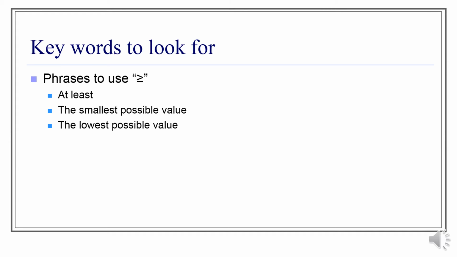The phrases that you want to use the greater than or equal to sign for are the phrase at least, the smallest possible value, and the lowest possible value. Now that might not make too much sense to you because we're talking about smallest and lowest when we use the greater than sign, but think about it this way. If we're talking about greater than or equal to, that means the number that we get is the smallest it can be because it can also be greater. So when we say at least, the smallest possible value, or the lowest possible value, we want to use greater than or equal to.